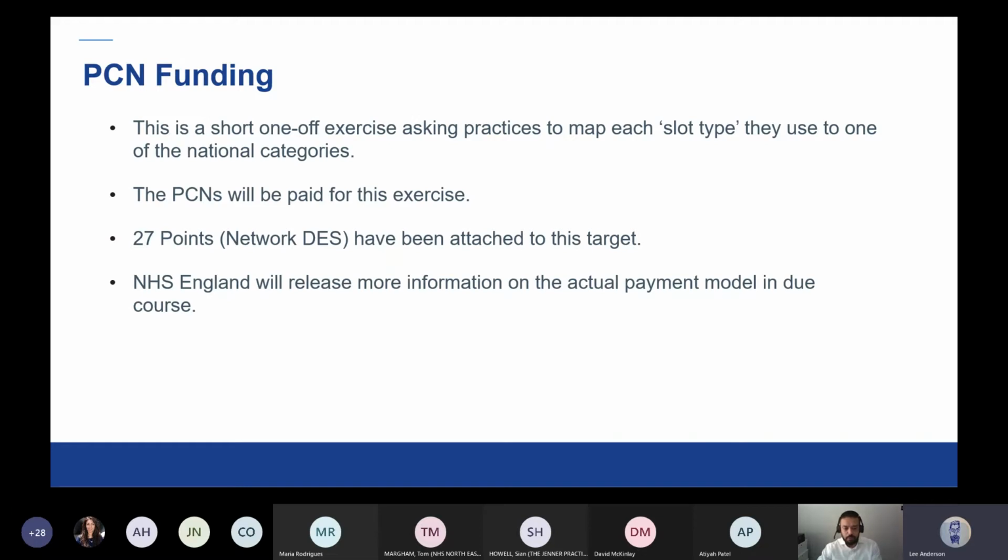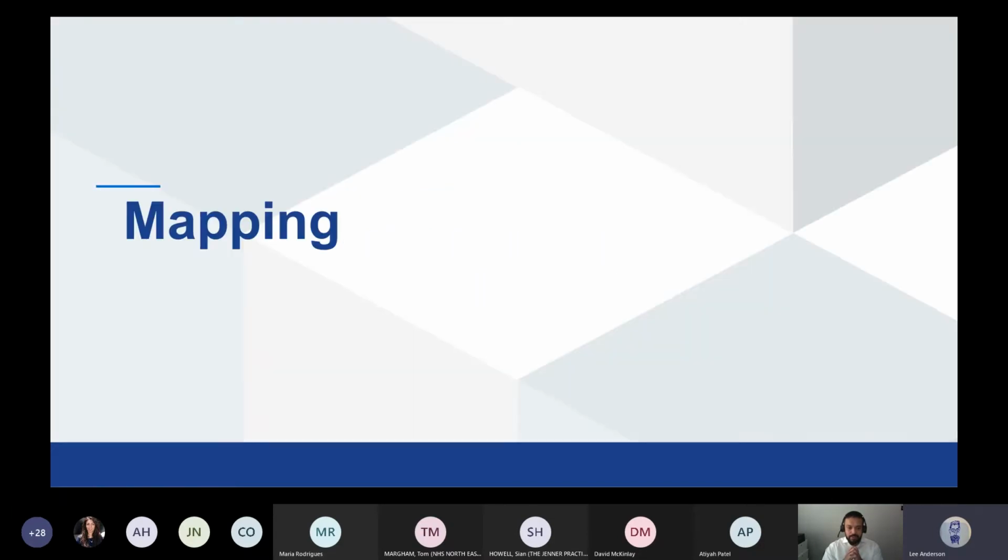the national categories have now been mandated by NHS England as a standard. NHS England have recognised the value of this, and now they've decided that they're going to provide funding for this, and there's 27 points attached to this target, and NHS England will release, if they haven't already, details of how they're going to actually manage the payments. So if we can move to the next slide, please, and to the next one.